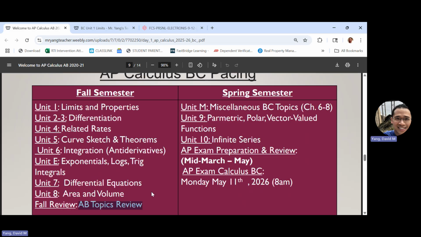So we'll have a unit just over miscellaneous topics that are sprinkled in, involving or kind of extensions from first semester, but I'm just going to merge it all together and call it miscellaneous. And then we have two more units after that, parametric, polar, vector, that is BC specific, and Unit 10, Infinite Series. That'll take a couple of weeks to get through. And then we'll be done by mid-March.